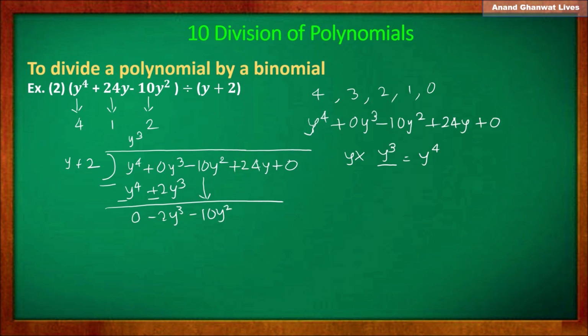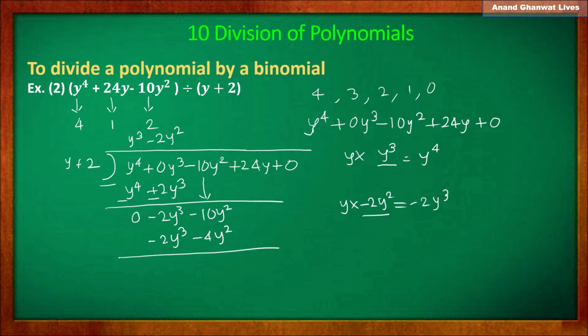Now to the next step, take the next term 10y square. Now think about the first term in the dividend and first term in the divisor and find the proper multiplier of y so that the product is negative 2y cube, and that multiplier is negative 2y square. So write negative 2y square in the quotient. Negative 2y square into y, that is negative 2y cube. Negative 2y square into 2, that is negative 4y square.